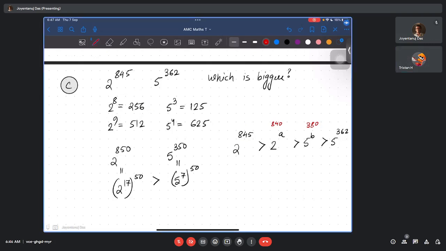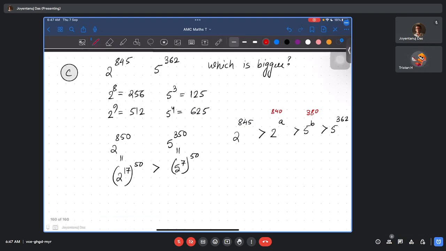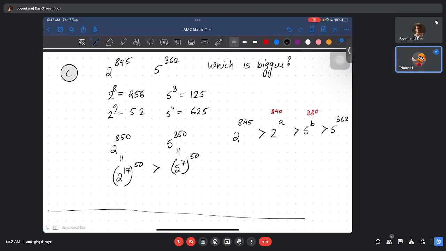Yes, so this is the idea. Means you have to find a number that is more clear, that is easier to compare between these two numbers. Okay. So maybe you can try this one later. Then we can again discuss. Yes. So let us move on.